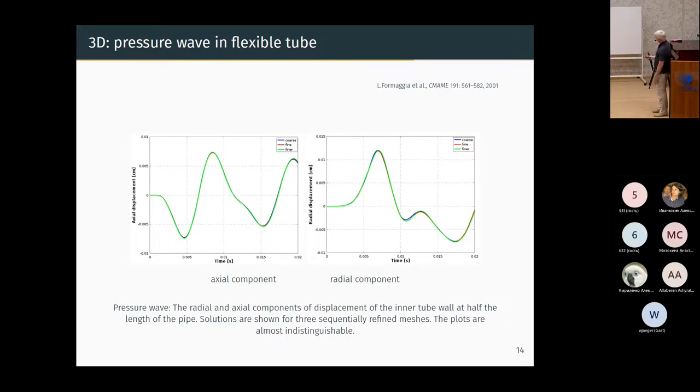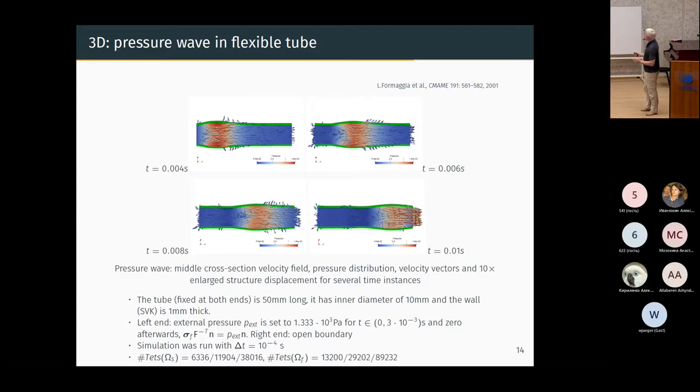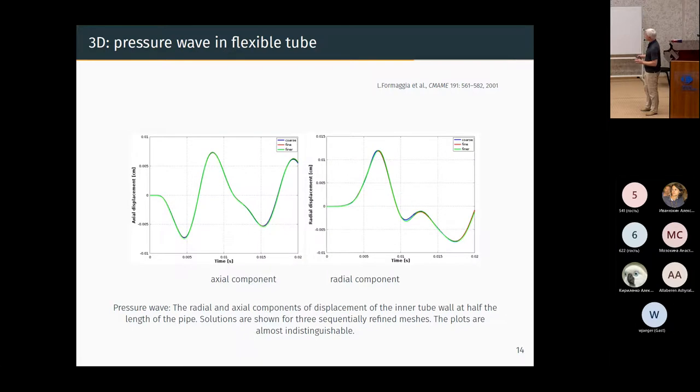So the next plot shows, in here, this is time. Here, these are displacements. These are the axial displacement of a fixed point of the wall, and this is the radial displacement of the fixed point of the wall. And this fixed point is just the middle, just here. That's how it moves in time.